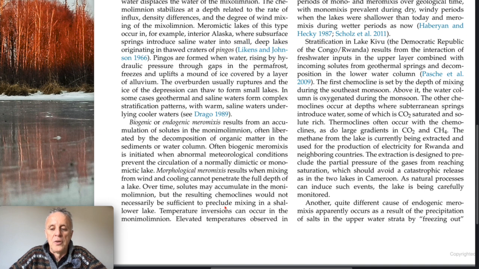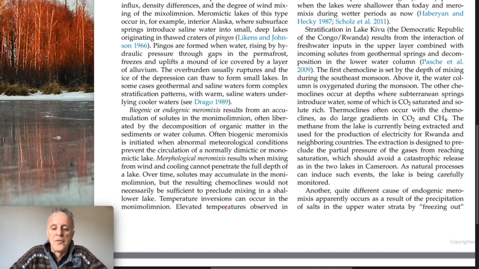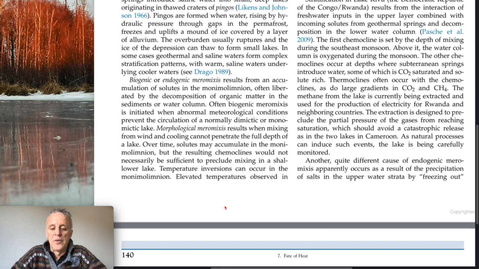Thermoclines often occur with the chemoclines, as do large gradients in CO2 and CH4, methane. The methane from the lake is currently being extracted and used for the production of electricity for Rwanda and a neighboring country. The extraction is designed to preclude the partial pressure of the gases from reaching saturation, which should avoid a catastrophic release as in the two lakes in Cameroon. As natural processes can induce such events, the lake is being carefully monitored.